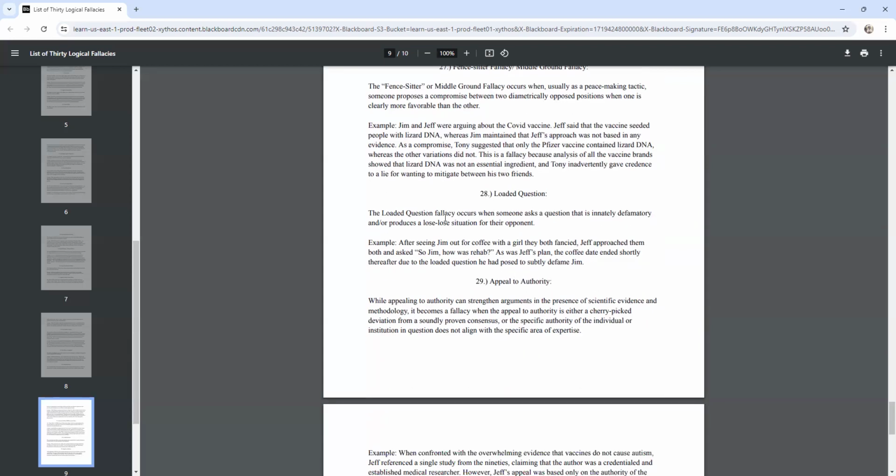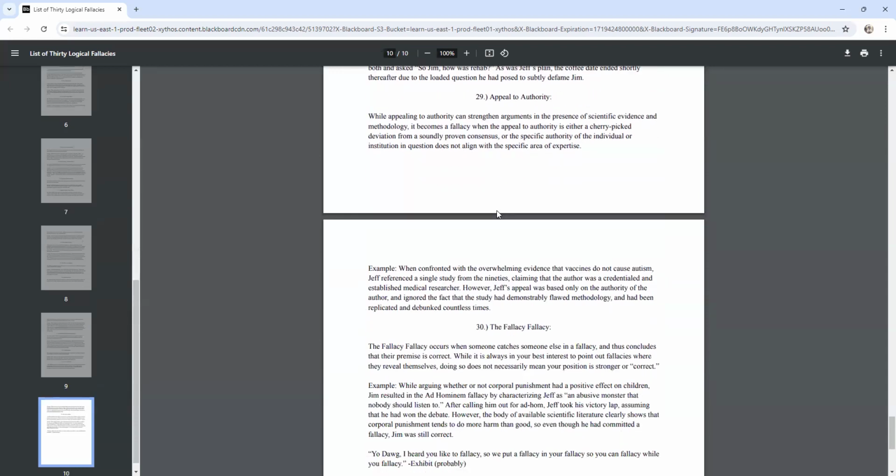Okay? Number 28 is the loaded question. The loaded question occurs when someone asks a question that is innately defamatory and or produces a lose-lose situation for their opponent. Example, after seeing Jim out for coffee with a girl they both fancied, Jeff approached them both and asked, "So, Jim, how was rehab?" As was Jeff's plan, the coffee date ended shortly thereafter due to the loaded question he had posed to subtly defame Jim.